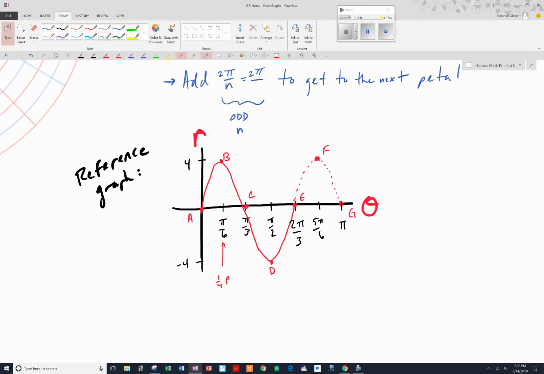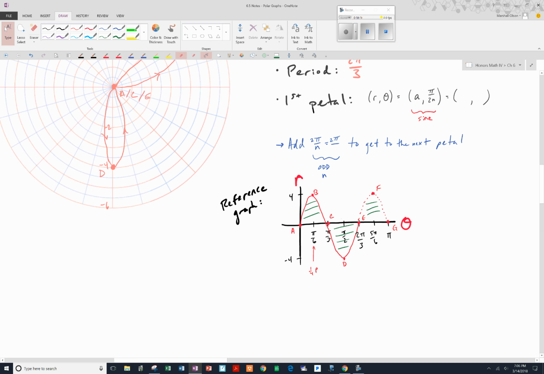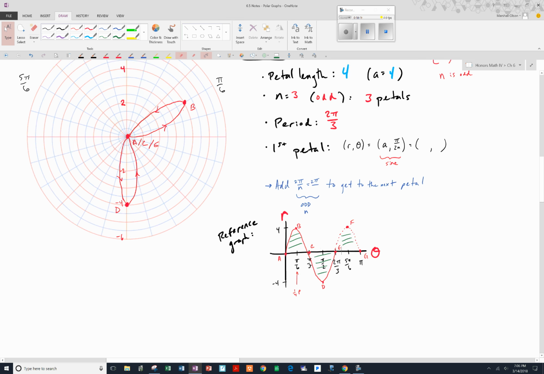Okay, and now's a good time to notice, hey, look at these bumps in the graph. There's 2 of them there. We only have 2 petals. This third bump in the graph is going to give us that third petal, and that's not a coincidence. Those bumps in the graph basically give us the petals on the polar graph.